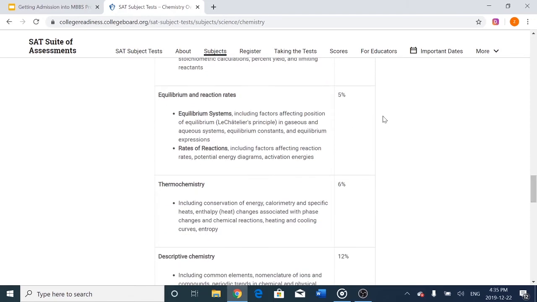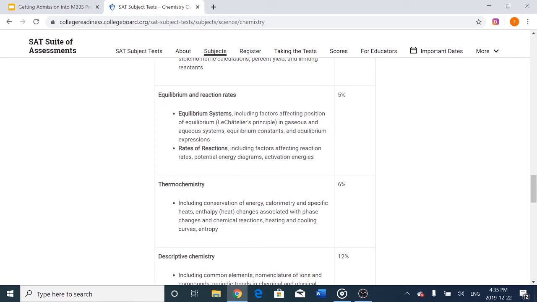So for equilibrium, as you can see, it's very little. You're not gonna have to know too much about equilibrium, but it's basically Le Chatelier's principle, equilibrium constants, expression, rates of reaction. So you're gonna need to know potential energy diagrams and activation energies.